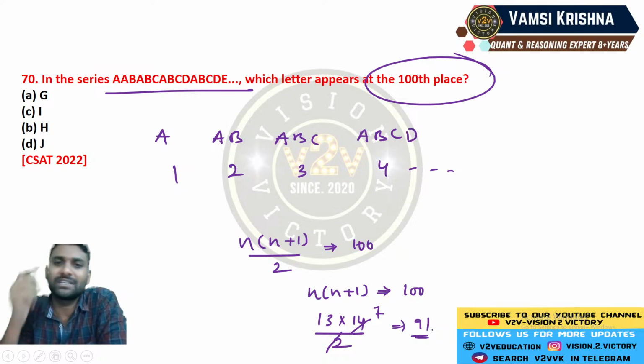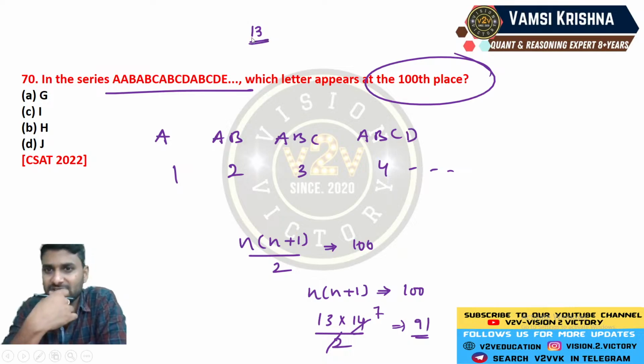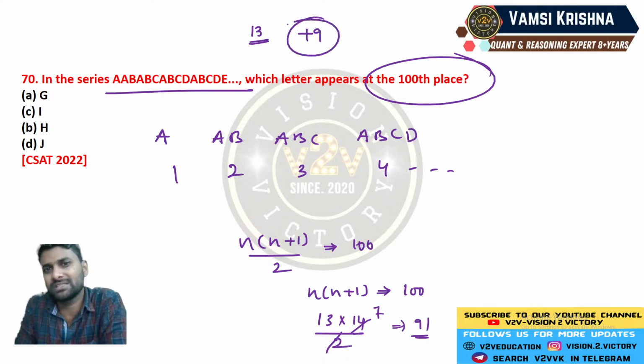So up to the 13th letter, we have completed 91 positions. Now we want the 100th position, so we need 9 more digits. So what is the ninth letter here? I.